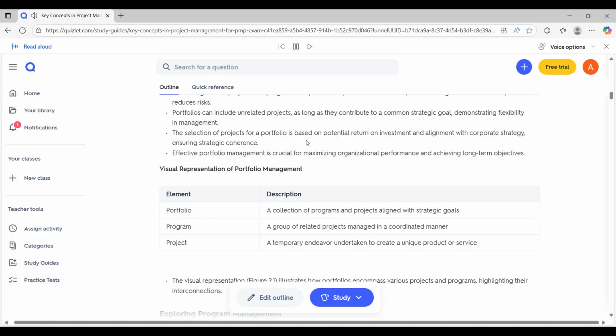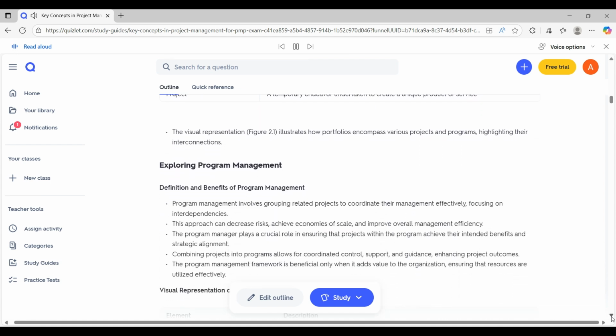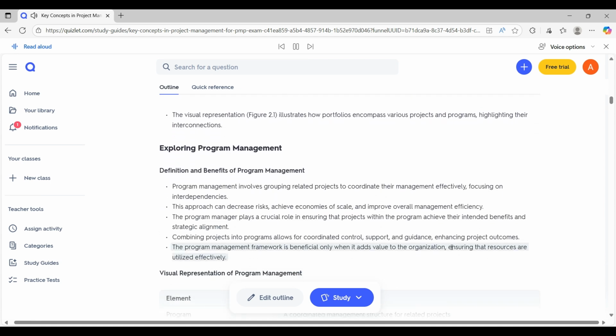Element. Description. Portfolio: a collection of programs and projects aligned with strategic goals. Program: a group of related projects managed in a coordinated manner. Project: a temporary endeavor undertaken to create a unique product or service. The visual representation, Figure 2.1, illustrates how portfolios encompass various projects and programs, highlighting their interconnections.